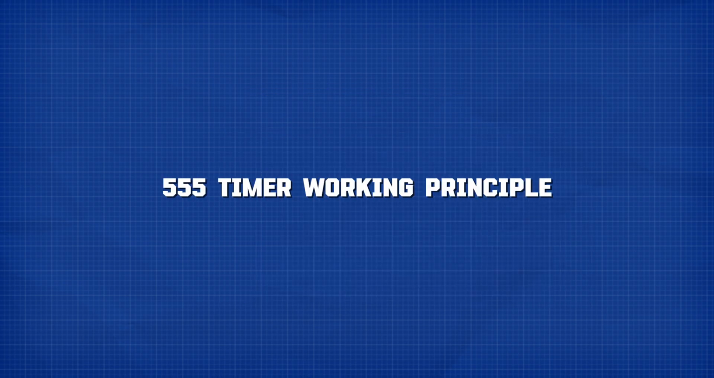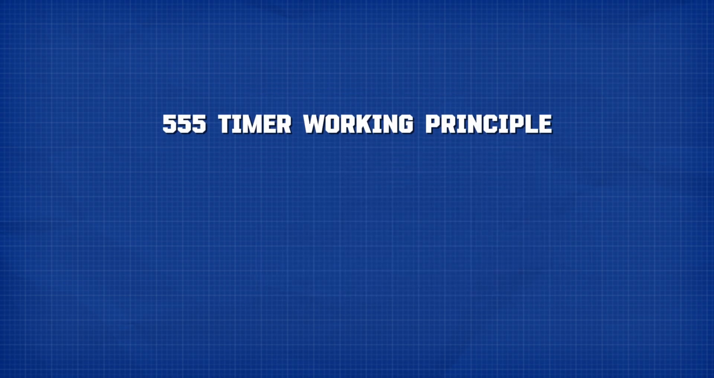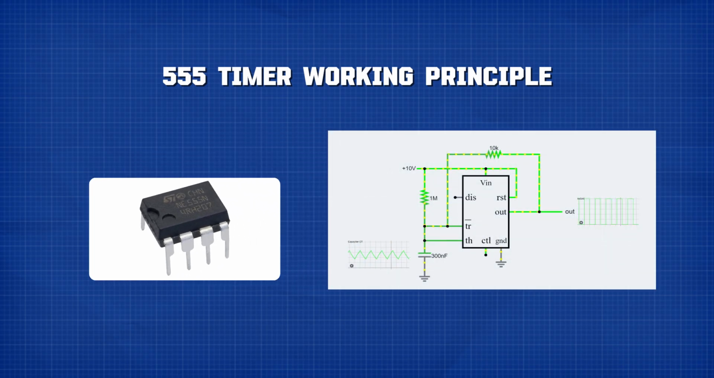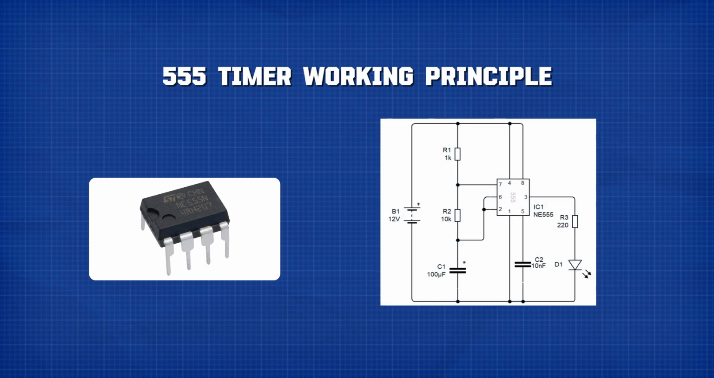So now let me explain the working principle in a simple way. The 555 timer works by charging and discharging a capacitor. That capacitor is usually connected outside the IC. When the capacitor is charging, the voltage across it is rising. When it reaches a certain level, the 555 timer changes the output. Then the capacitor starts discharging. When the voltage drops again, the output changes back. This process can happen once, or it can continue again and again. And that is how the 555 timer can create a delay or generate a continuous pulse.